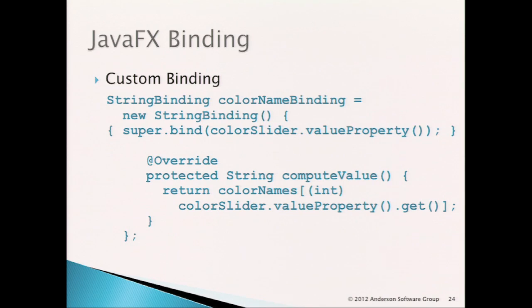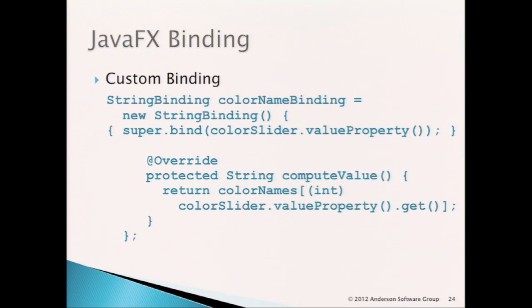It's an array. So you see the square brackets right here. So all we have to do is go out to the color slider's value property and get its value, convert it to an integer, index into the array, and return back a string. And so that is what you saw with this custom binder when Gail was moving the slider and you saw the label change with the color name.